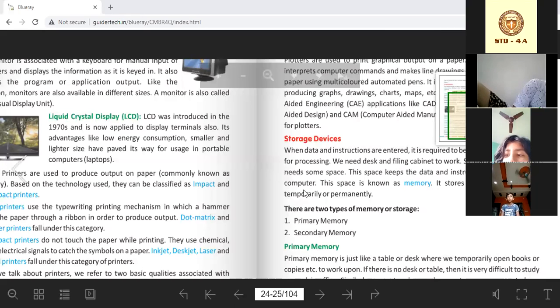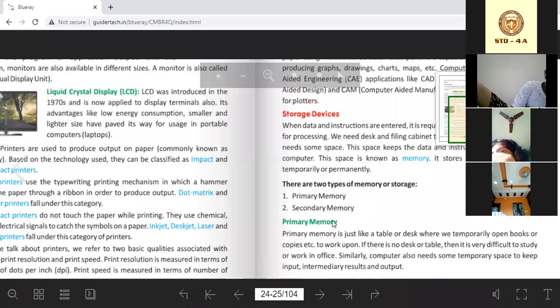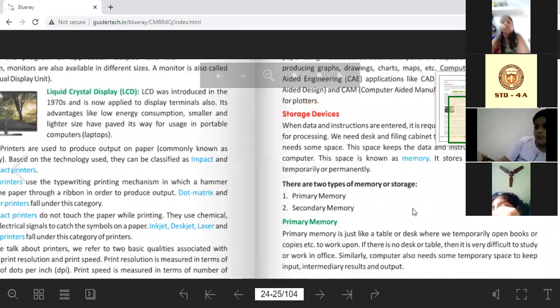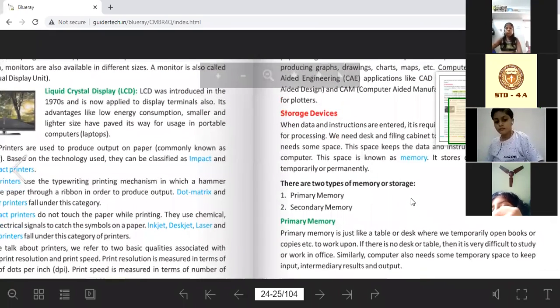Now there are two types of memory or storage. First is primary store and the next is secondary store. Primary store is just like a table or desk where we temporarily open books or copies to work upon. If there is no desk or table, then it will be very difficult to study or work in the office. Similarly, a computer also needs some temporary space to keep input, intermediary results, and output.